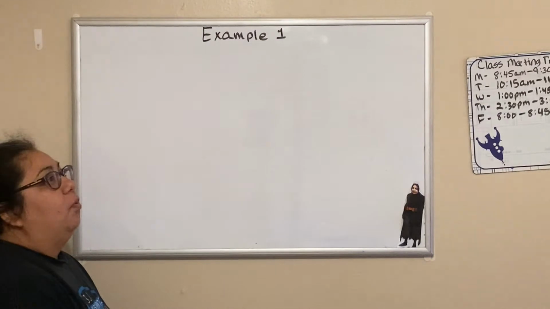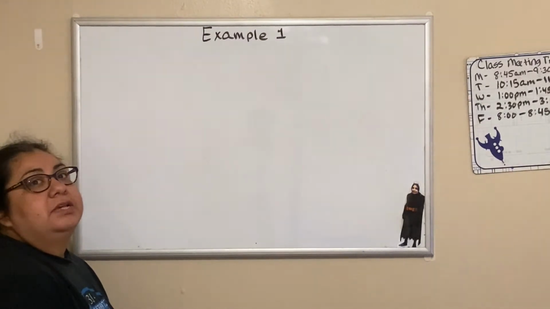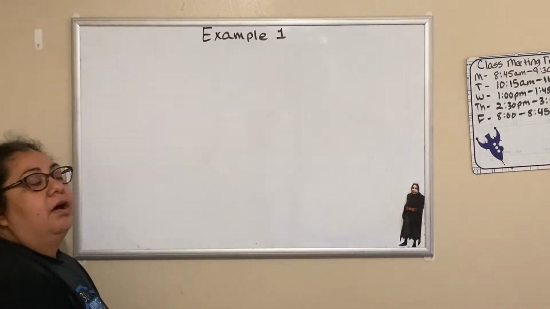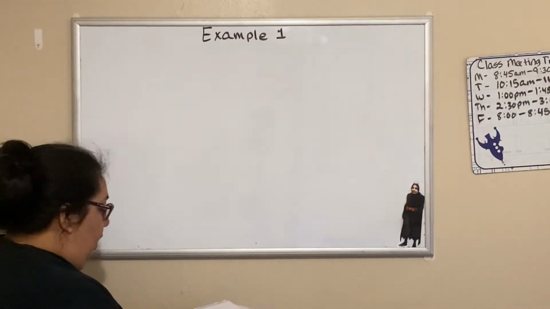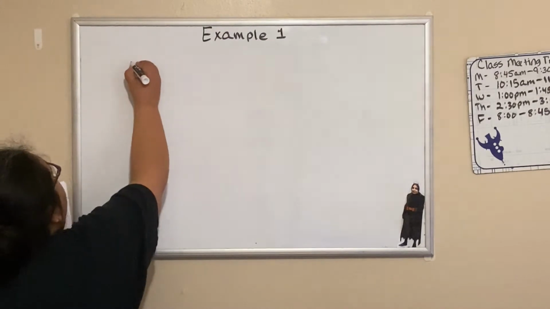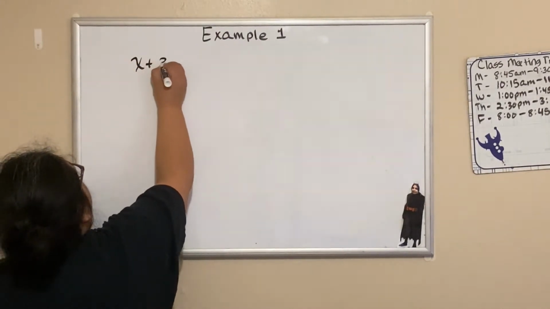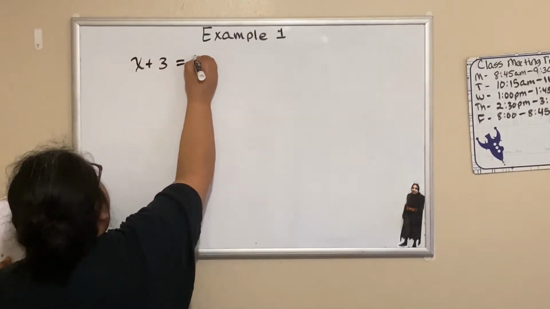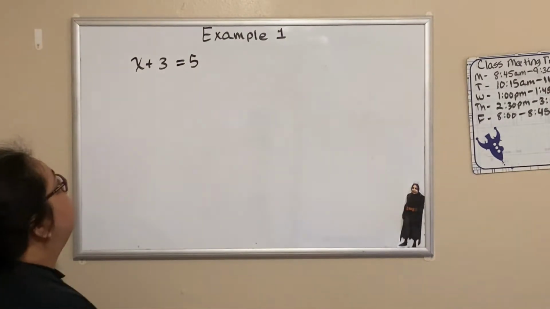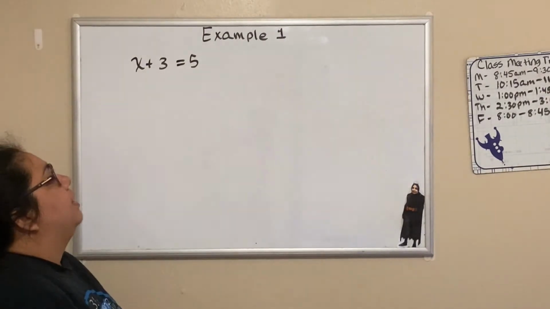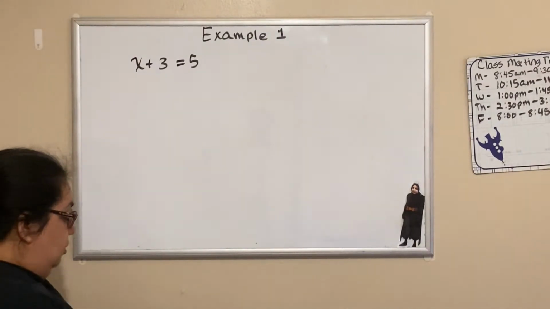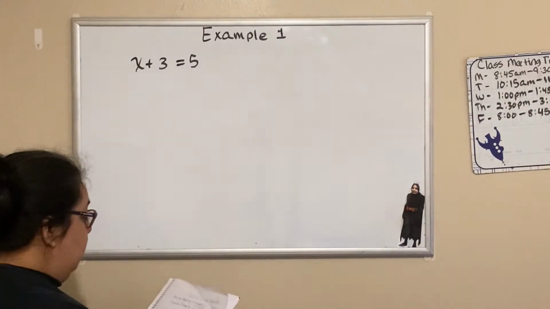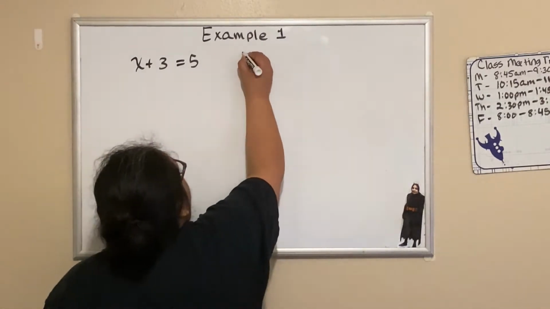Going to do example 1, and we are going to use the properties of real numbers that we saw in the previous video. Okay, so example 1 is going to be x plus 3 equals 5. And I'm going to show you how we can solve x plus 3 equals 5 using the properties of real numbers. So the first thing I'm going to do is I'm going to use the inverse property of addition.